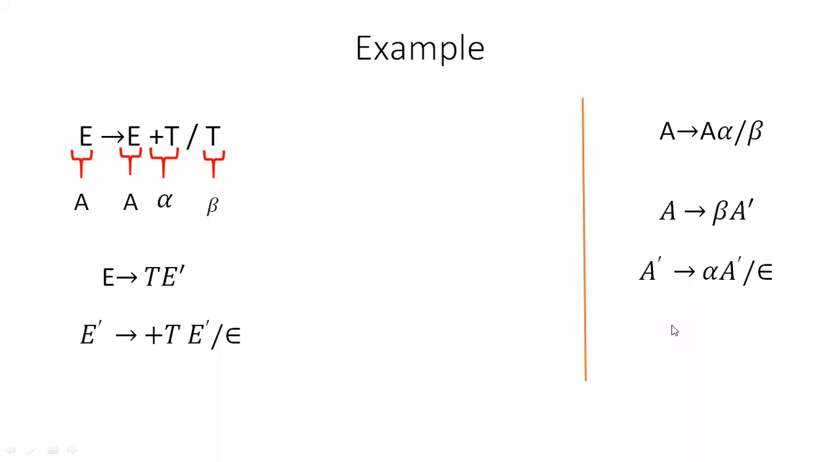Make a note of this. This is the syntax for the left recursion that we need to follow. After identifying that a rule contains left recursion, we need to map that rule with this syntax. Then we can write what A is, what alpha is, what beta is.